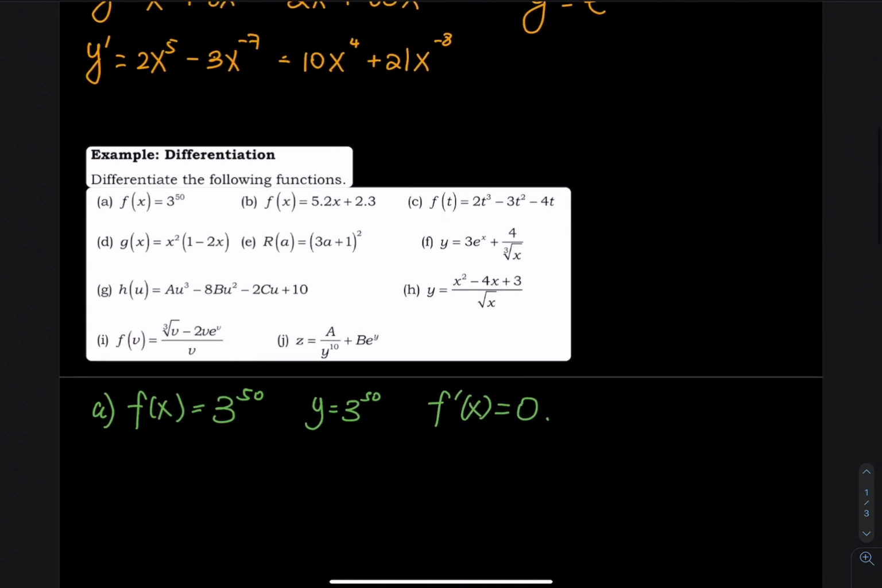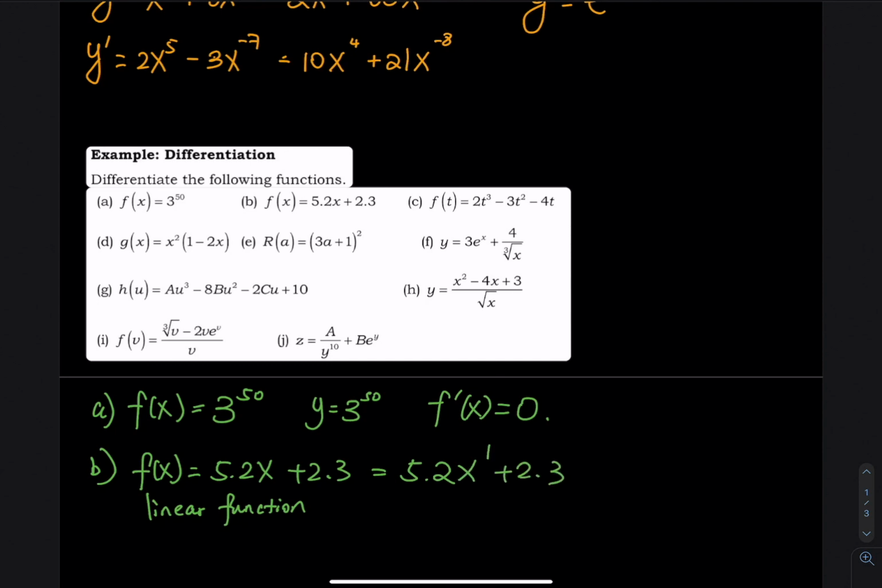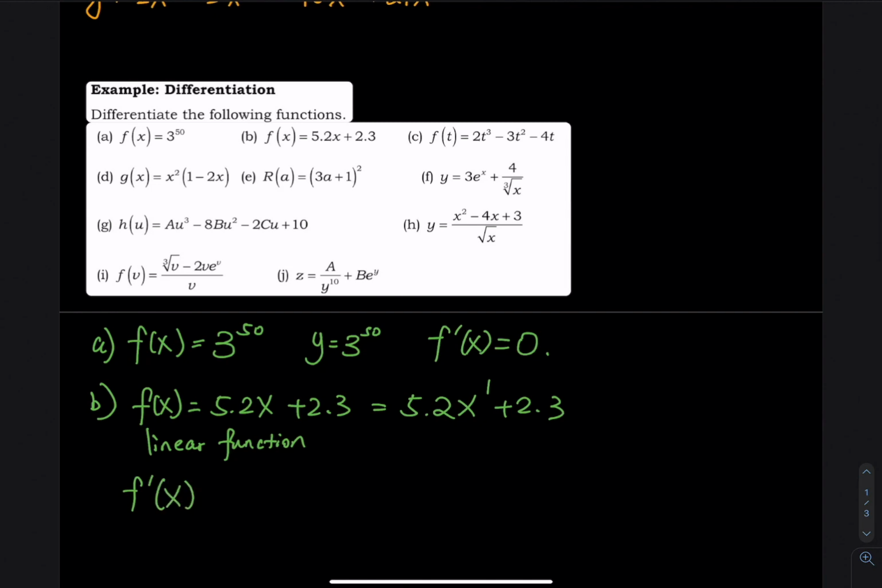All right. And then b, we have f of x equals 5.2x plus 2.3. This is a linear function, right? What is the slope of this linear function? It's equal to 5.2. Another way to write this is 5.2 times x to the first power plus 2.3. So let's find f prime. So f prime is equal to, you bring the 1 down, 5.2 times 1 is still 5.2. And then x to the 1 minus 1, which is x to the 0. And then the derivative of 2.3 is one constant value, right? Constant.